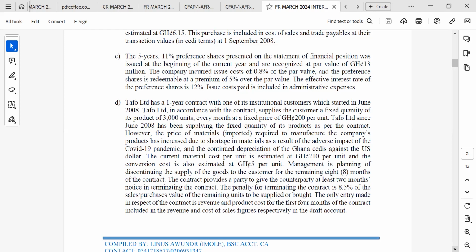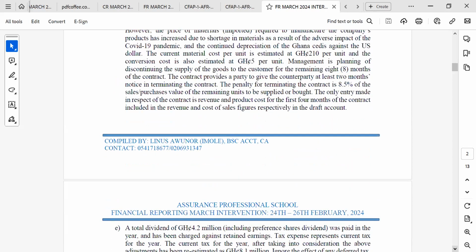The contract provides a party to give the counterparty at least 2 months notice in terminating the contract. The penalty of terminating the contract is 8.5% of the sales or purchases value of the remaining unit to be supplied or bought. The only entry made in respect of the contract is revenue and product costs for the first 4 months of the contract, included in the revenue and cost of sales figures, respectively, in the draft account.